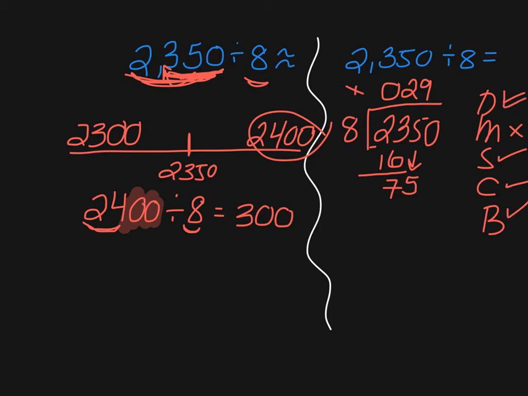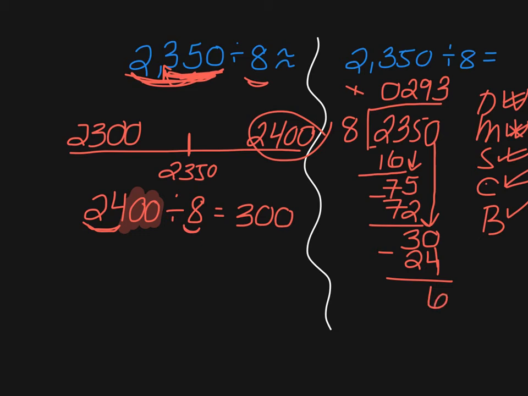So I divided again, multiplied, going to subtract, check, 3 is less than 8, we're good, and now bring down my 0, keeping everything nice and straight. And 8 goes into 30 3 times. So I divided, I'm going to multiply, subtract, check, 6 is less than 8, so we're good. So my answer here is 293 with a remainder of 6.